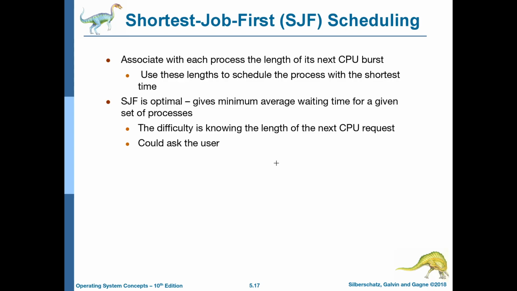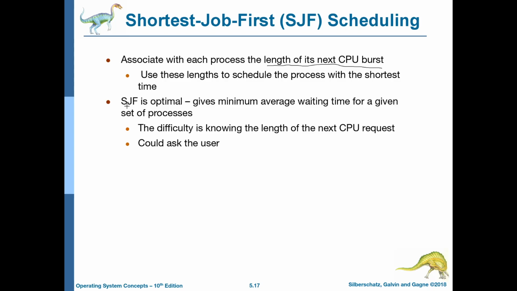So in shortest job first scheduling, what we do is we associate with each process the length of its next CPU burst, and we decide which process is going to execute based on that length. So a decision is made based on the process length or the burst length for a particular process, and the shortest ones will actually be scheduled first.